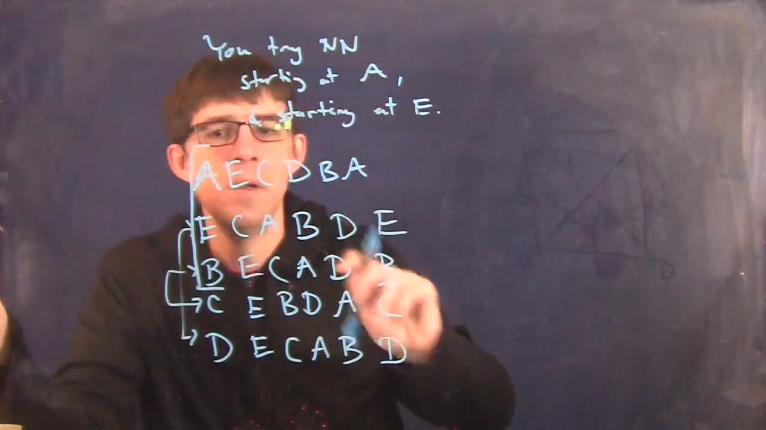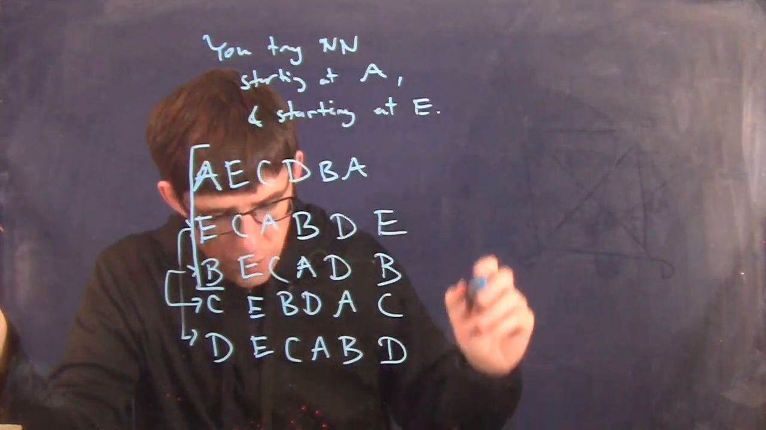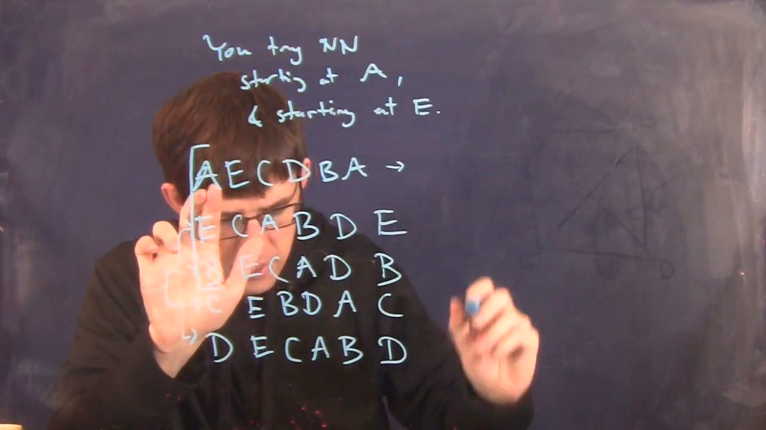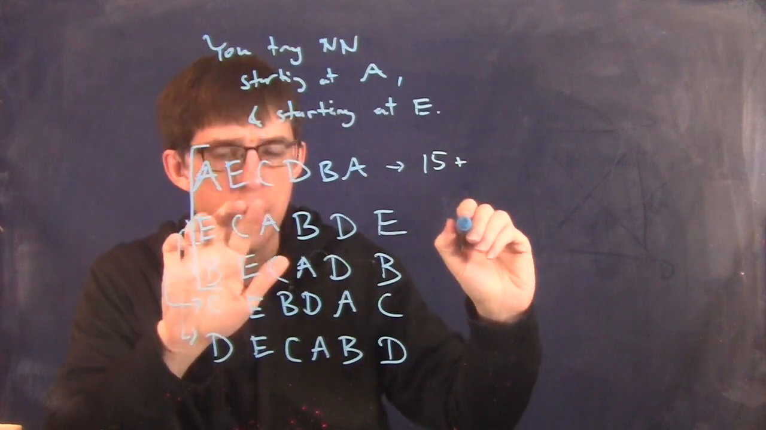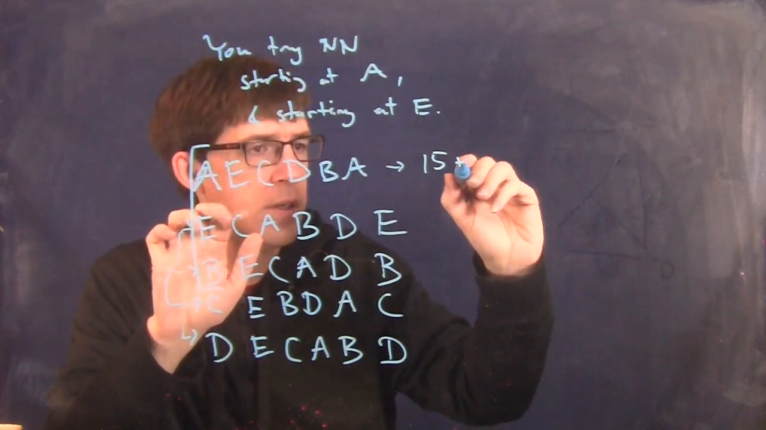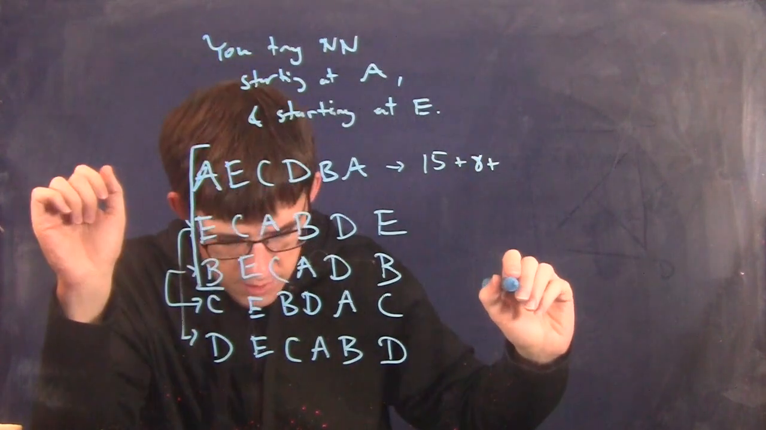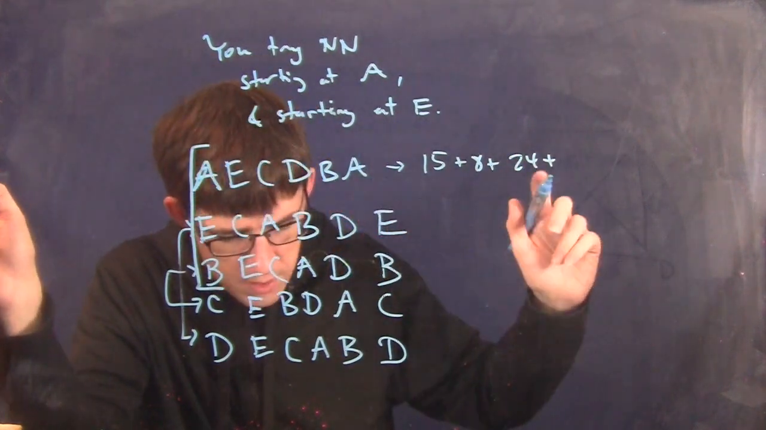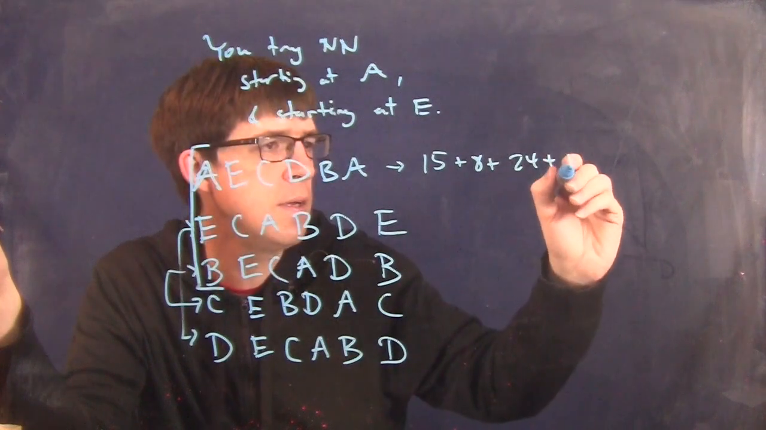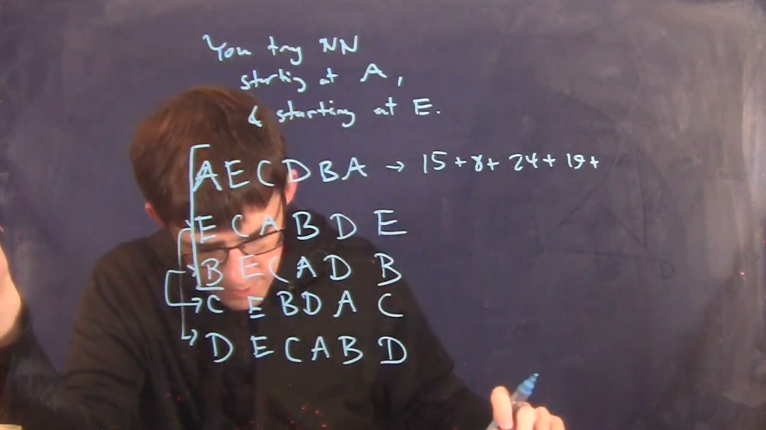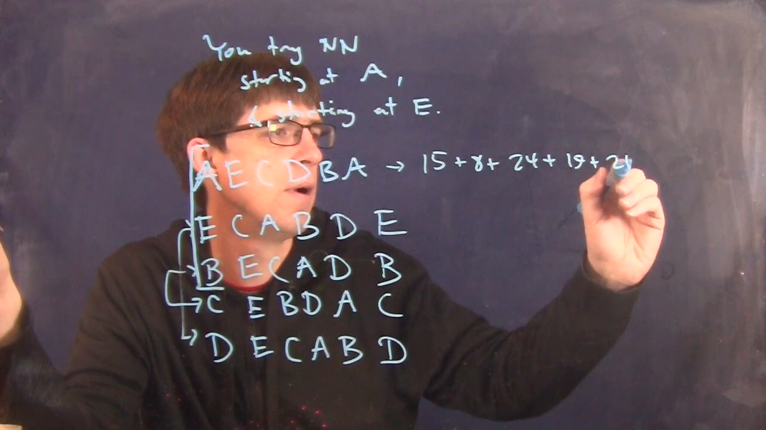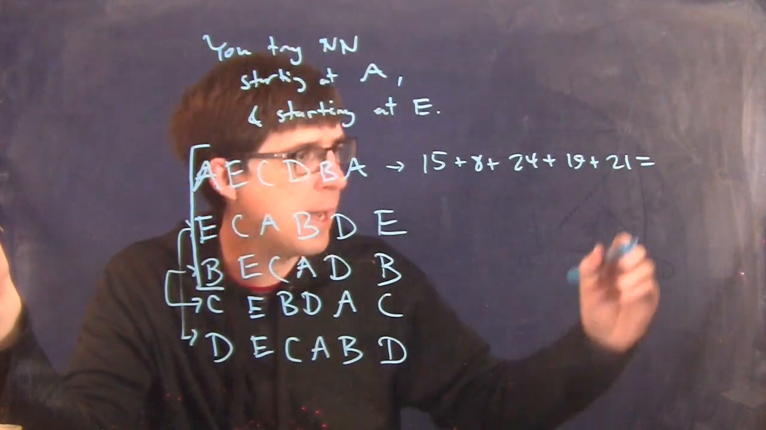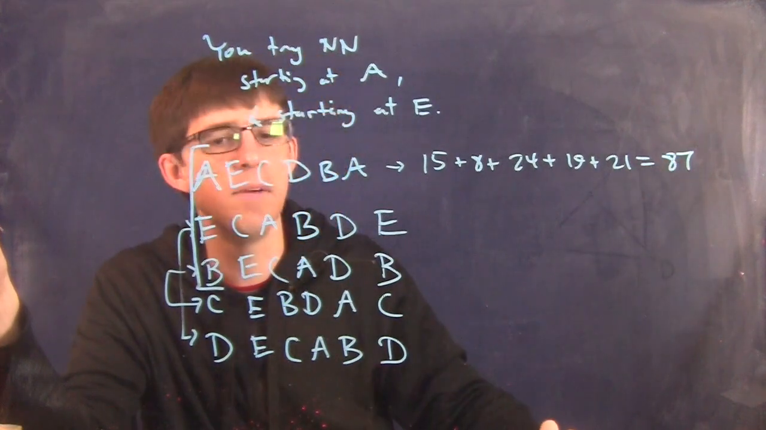Let's add them up. So AECDBA would be, when I add these weights, the edge A to E is 15. The edge E to C is 8. The edge C to D is 24. Then I got D to B is 19. B to A is 21. All right. Add those numbers together, and I got 87. I think I did that right.